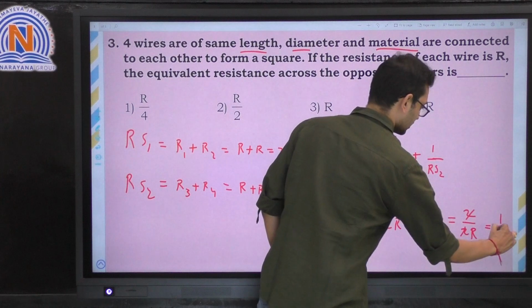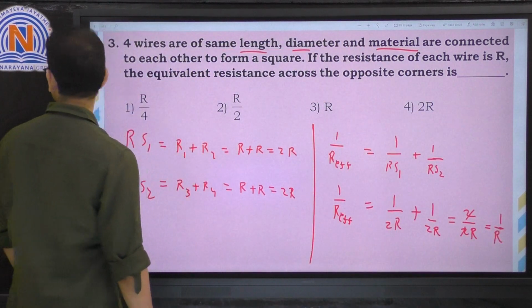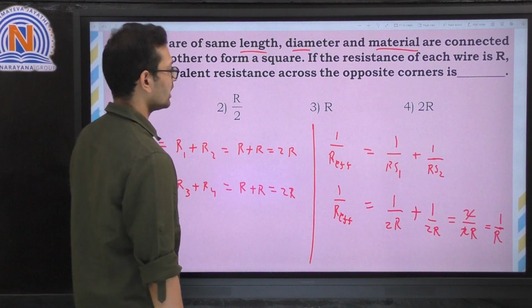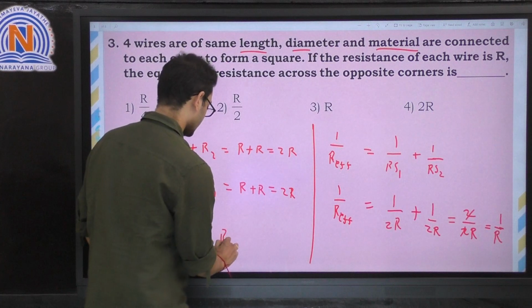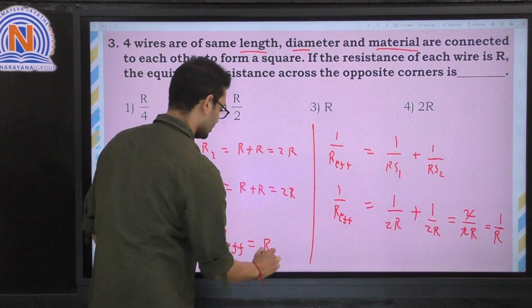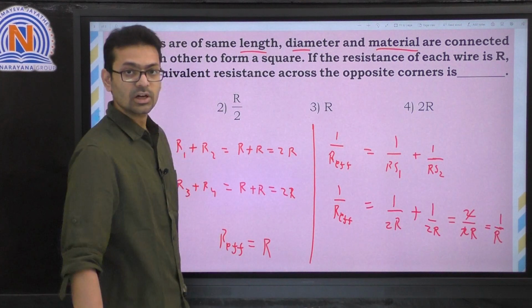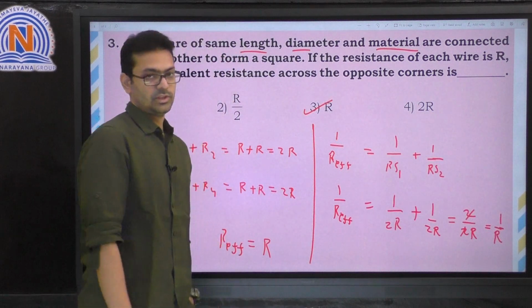The 2 gets cancelled, and you get 1 by R effective is equal to 1 by R. Which option is it? If you want R effective, you take the reciprocal and you will get R as the answer. I hope this is helpful, and it is option number 3.